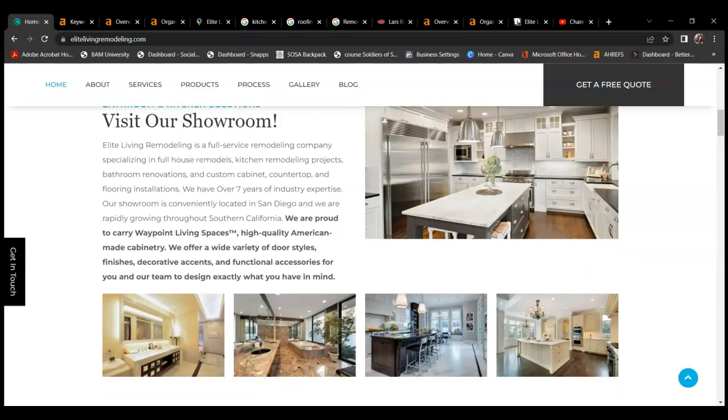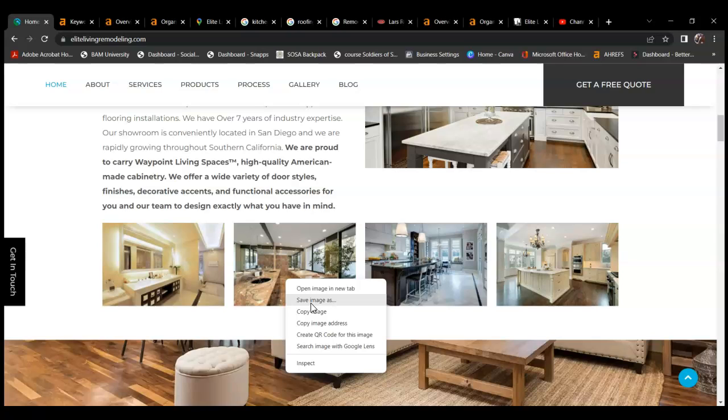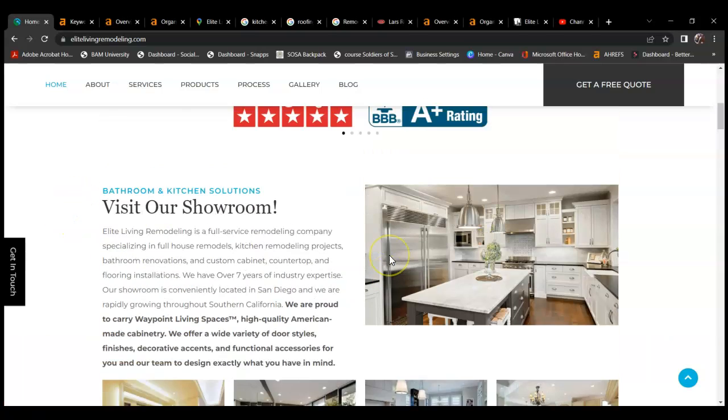I would even go as far as, since you have so many pictures, saving these images as some of those keywords, like kitchen remodel San Diego, and then re-uploading it to your website. So then that image would actually count as content towards your website. It's a really sneaky way to put a keyword onto your website without actually putting it into your text. So that's just something that you could probably do.